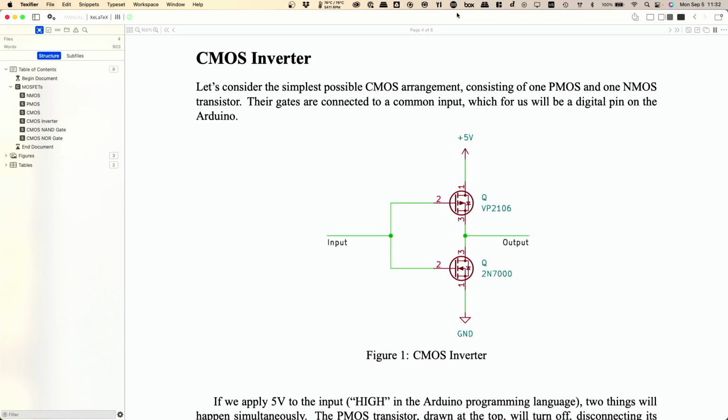On the PMOS, what's connected to pin 1? 5 volts. Where is 5 volts? Positive. The black one is negative. Okay, so plus 5 volts to pin 1. What's connected to pin 2? The input, which is the orange wire over here. So that's connected to our gate.